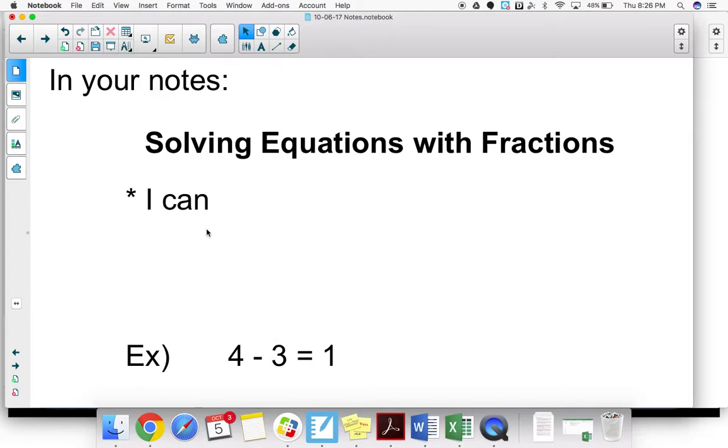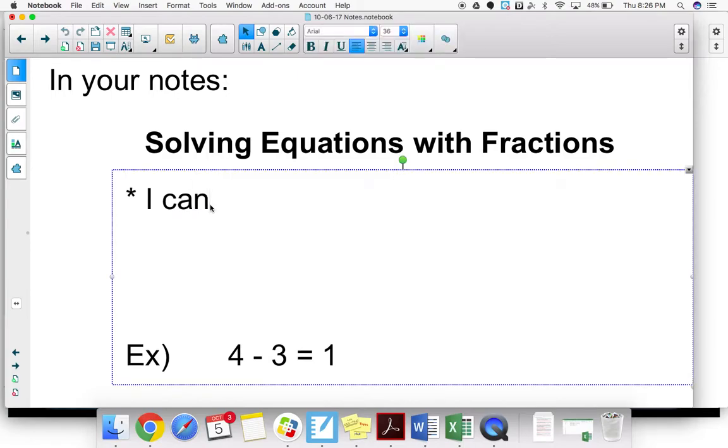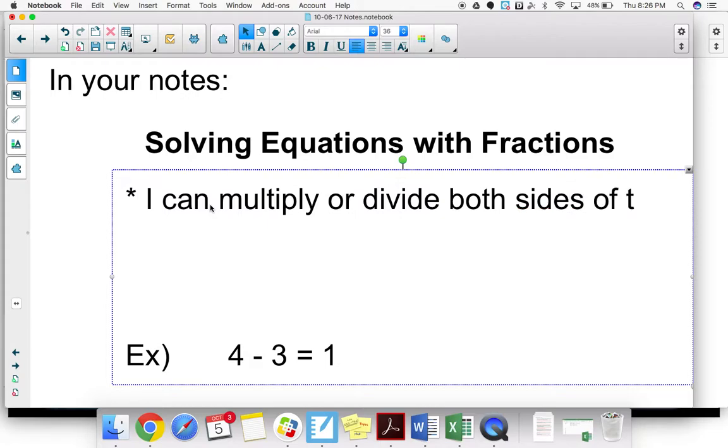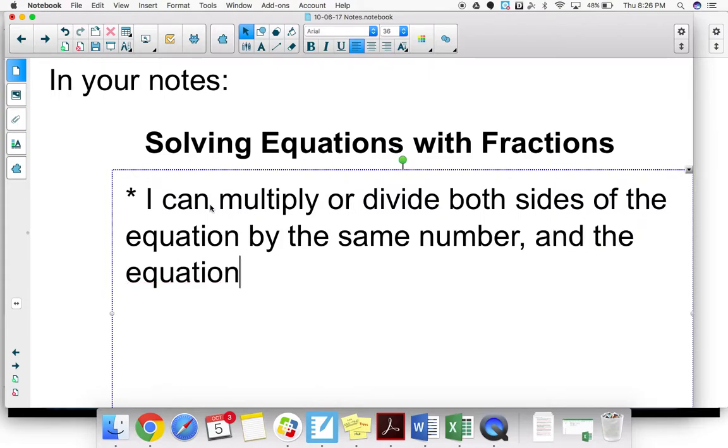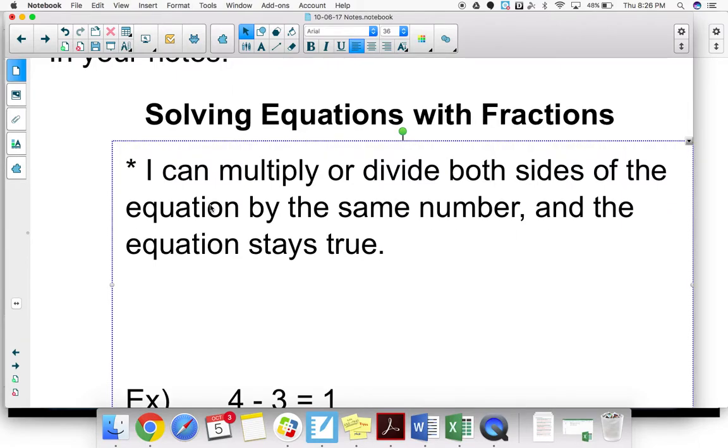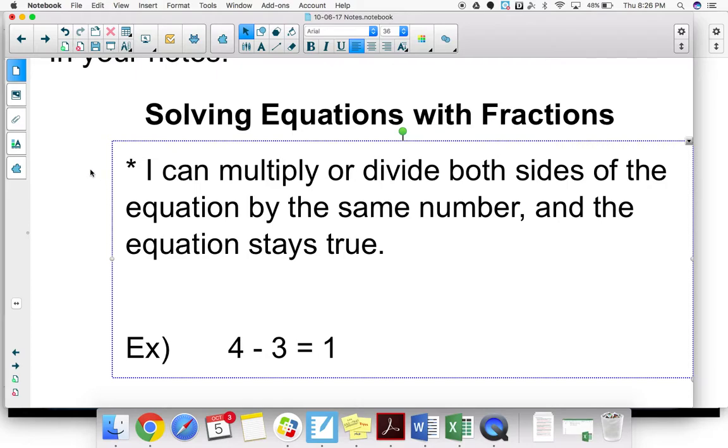All right, now that you've recorded your heading, I just want you to realize that any equation that we work with, I can multiply or divide both sides of the equation by the same number, and the equation stays true. Which sounds kind of like, okay, what are you talking about, stays true? Well, here's what I mean.